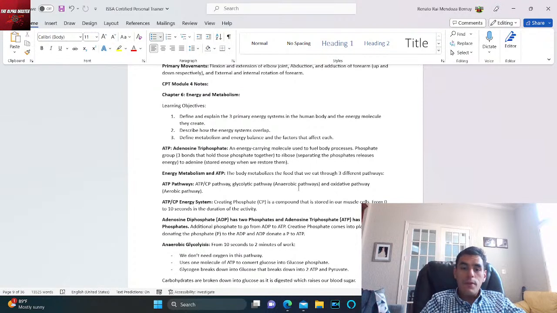It uses one molecule of ATP to convert glucose into glucose phosphate, and glycogen breaks down into glucose, that breaks down into 2 molecules of ATP and pyruvate.